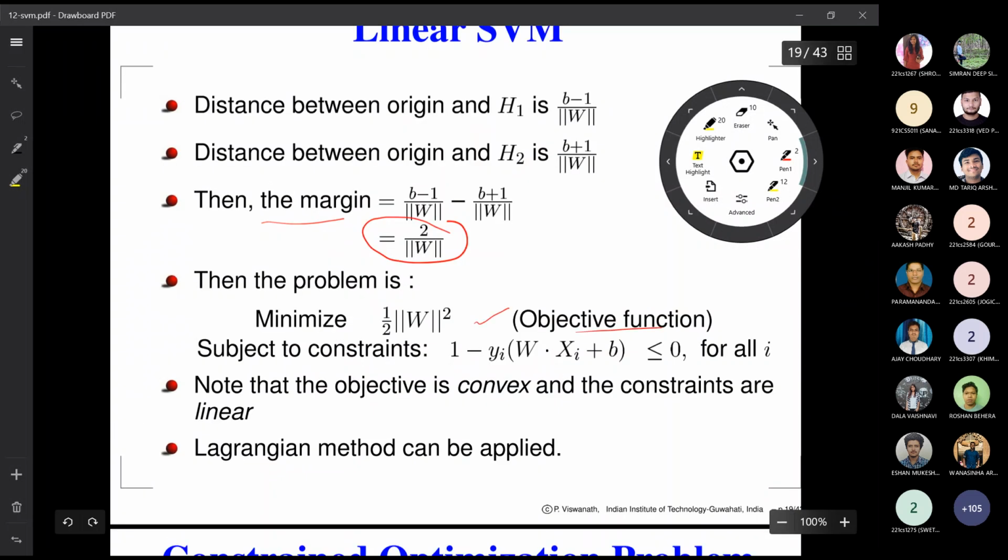This is the objective function, and the constraint is 1 minus this one, which is less than 0, but in our case it was greater than or equal to 0. So if you multiply by minus 1, then this will be yi(w dot xi + b) minus 1 greater than or equal to 0. So it is the same thing here. Then we need to use the Lagrangian method.